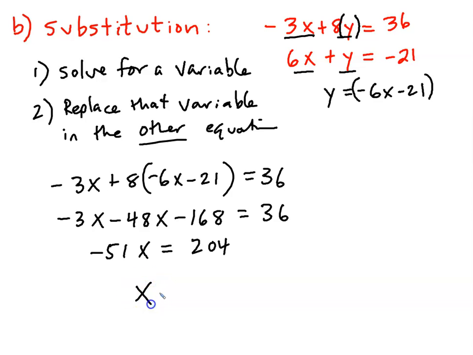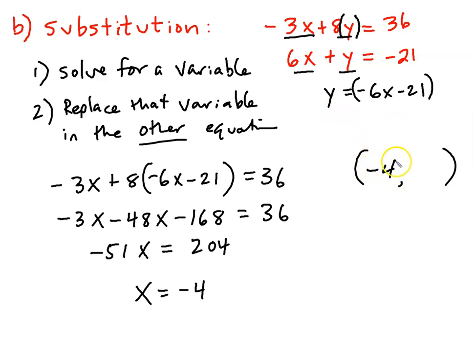Divide by negative 51. And we got our answer for x, which is negative 4. Now the answers will be ordered pairs if you have just one answer. So we know x is going to be negative 4. And now to find y, you have choices.